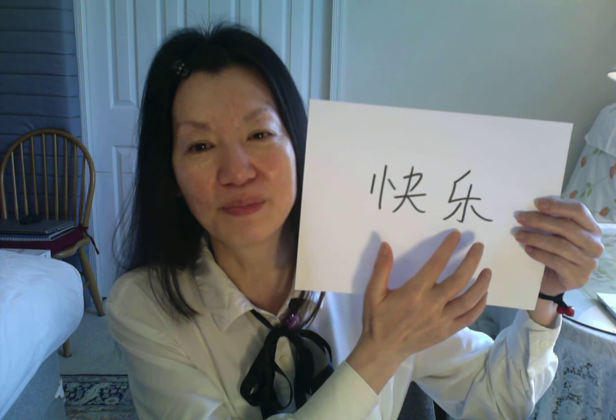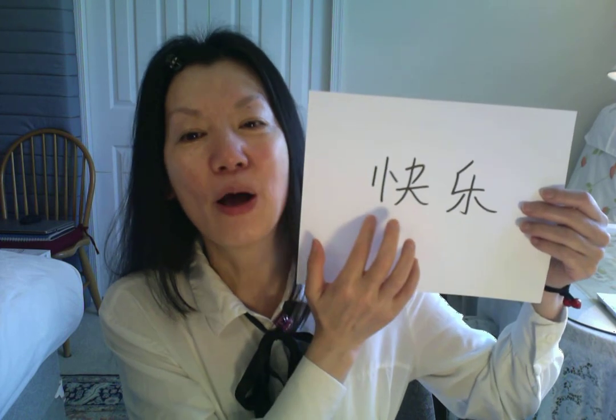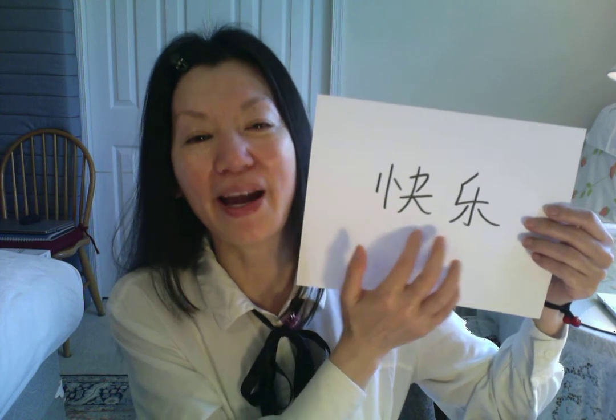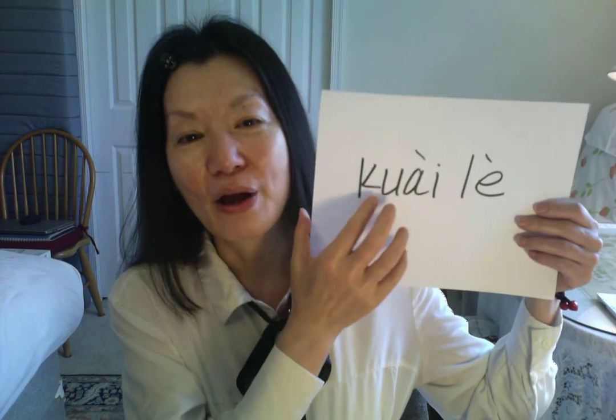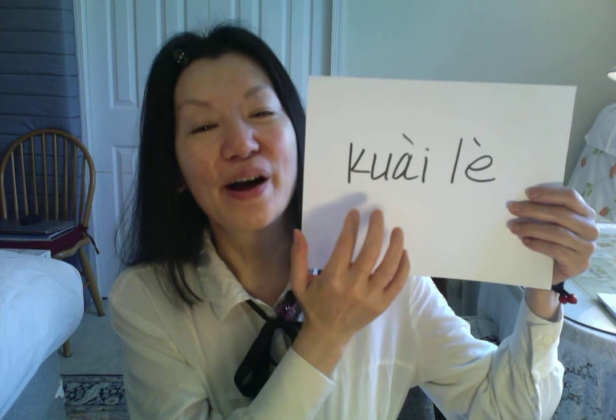But that's the character from what? 音乐的乐, right? In that case, we pronounce 快乐, happy, 快乐, okay. Want to see the pinyin? Make sure, okay? Okay, here. 快乐, 快乐, okay. Let me go back again, okay? At this time, there is no pinyin. Only English and characters.